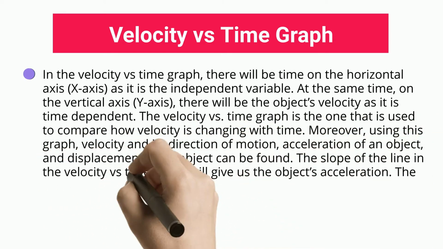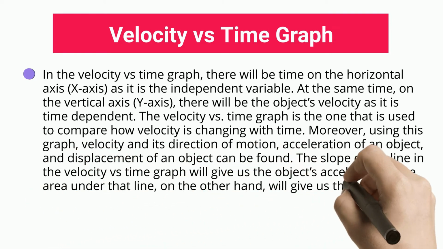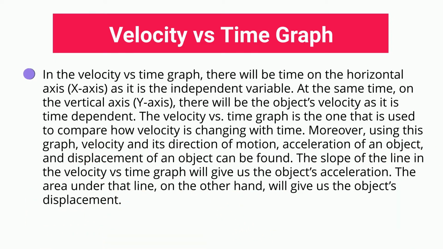Moreover, using this graph, velocity and its direction of motion, acceleration of an object, and displacement of an object can be found. The slope of the line in the velocity versus time graph will give us the object's acceleration. The area under that line, on the other hand, will give us the object's displacement.